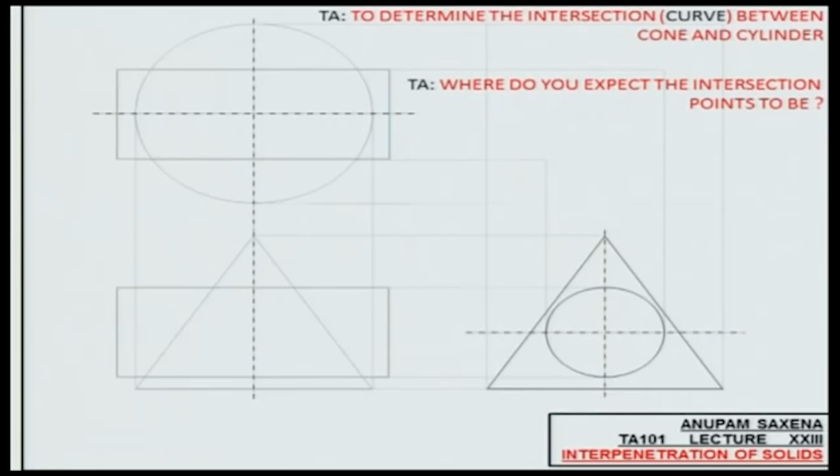A question that you might want to ask yourself: where, or which view, would you possibly use to figure out where the intersection points would lie? In other words, let me rephrase this question. Which view will give you the best information about the intersection points between the cone and the cylinder? Would it be the top view, the front view, or the side view?